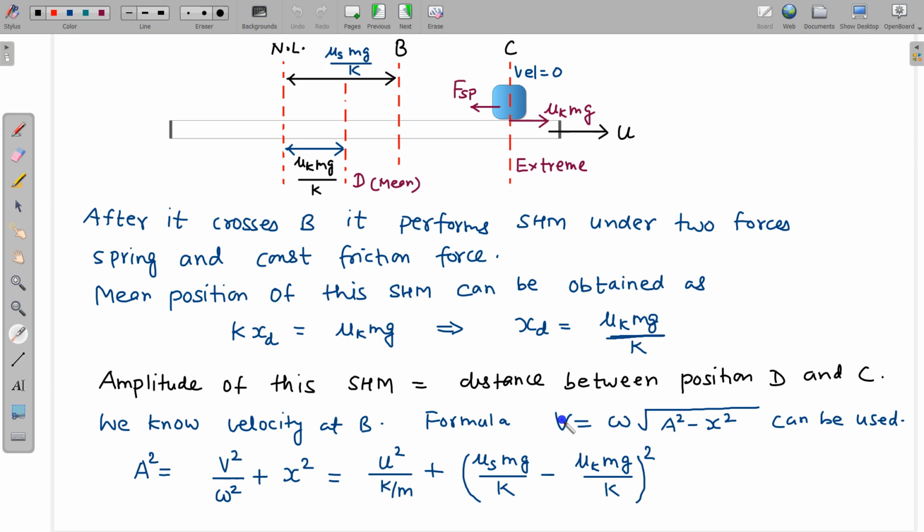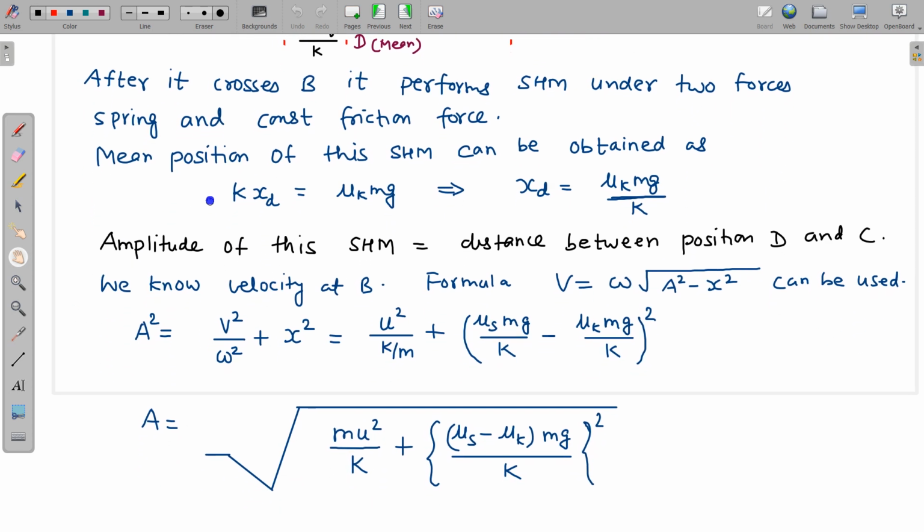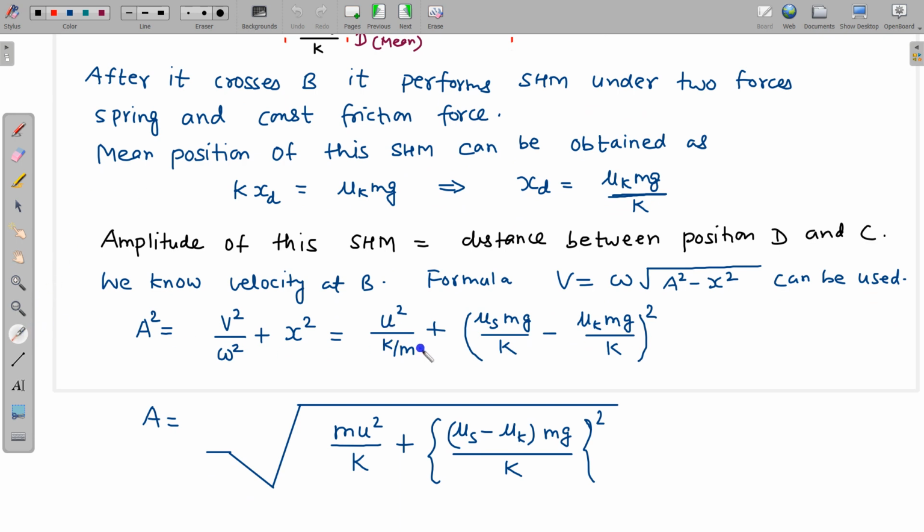Okay, so I can put this x value here. Omega is under root k by m. Velocity is equal to u at this location. So we can put all these values and I can find the amplitude. What is the amplitude of this motion? So amplitude will come out equal to this one. Okay, so on calculation you will get this amplitude. So this is the amplitude for this particular motion.